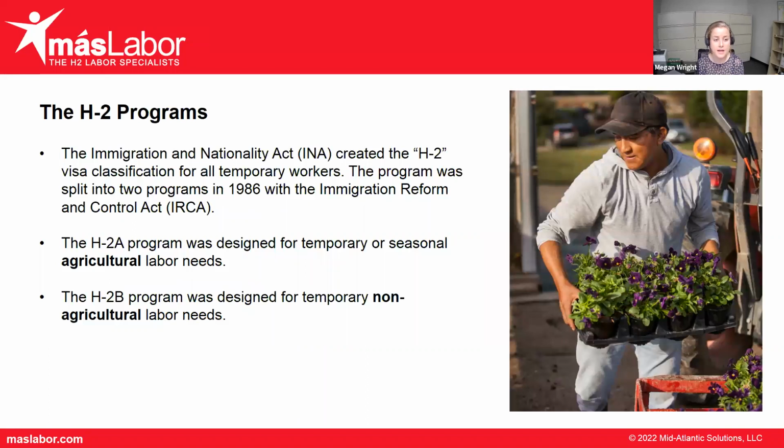So getting in here now to some of the history. In 1952, the Immigration and Nationality Act, or INA, really created the H-2 visa classification for all temporary workers. Then in 1986, with IRCA, or the Immigration Reform and Control Act, really divided this program into the two that we know today: the H-2A program, designed for temporary or seasonal agricultural workers, and the H-2B program, in turn designed for temporary non-agricultural labor needs.